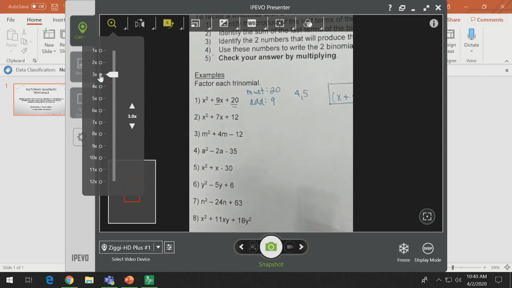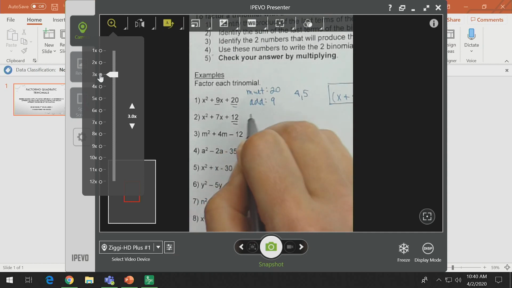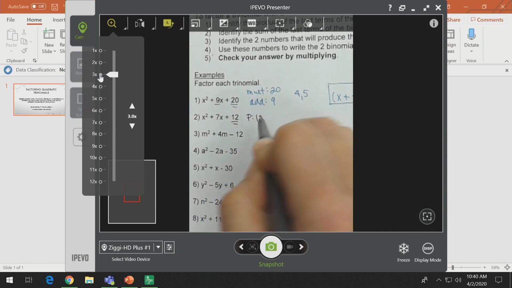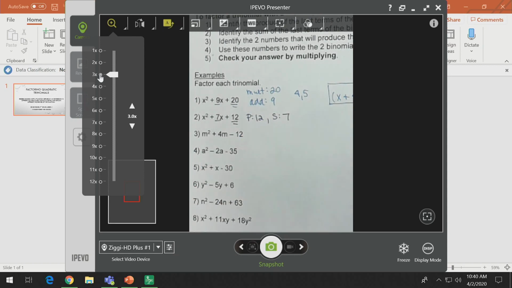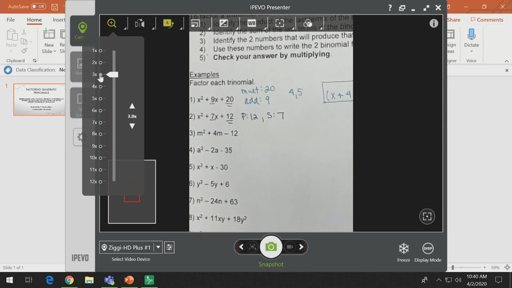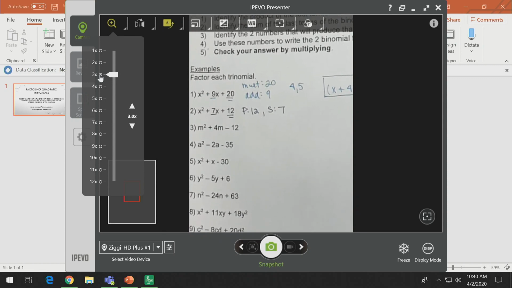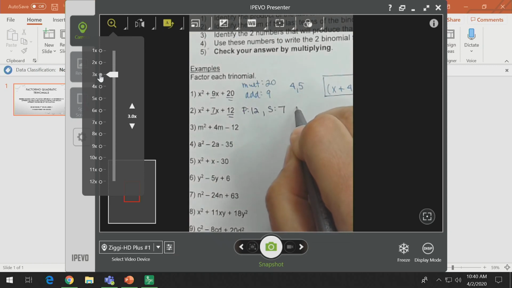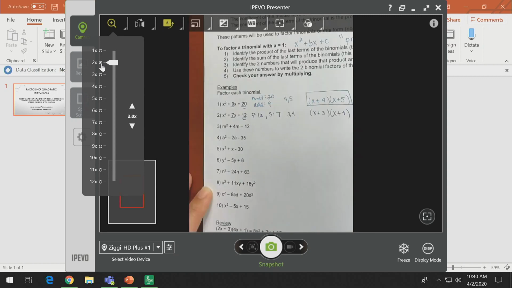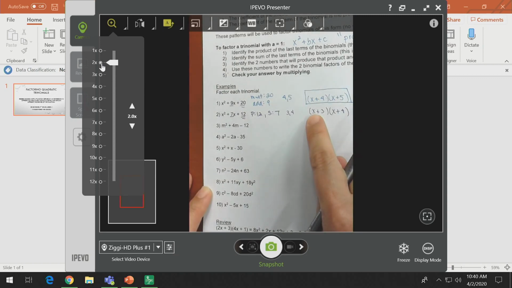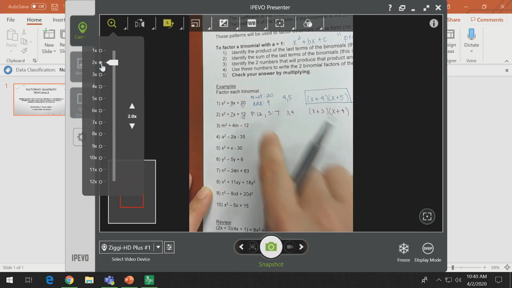All right, look at number 2. I need to find two numbers that have a product of 12, but at the same time, they have a sum of 7. So what are two numbers that multiply to make 12, but at the same time add to make 7? 3 and 4. So we're going to factor this as x plus 3 times x plus 4. And then we check it. x squared plus 4x plus 3x, there's your 7x, and then 3 times 4 is 12, so it checks.